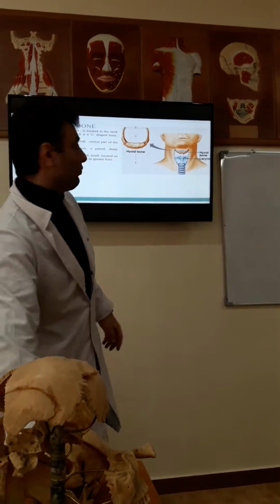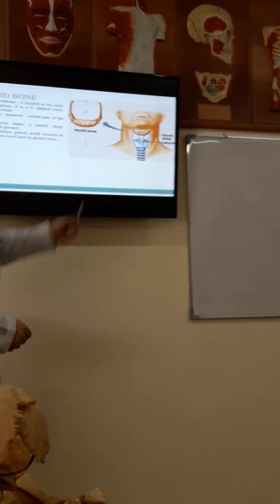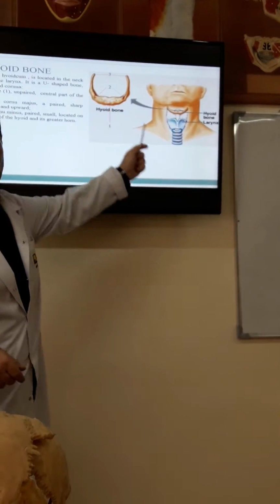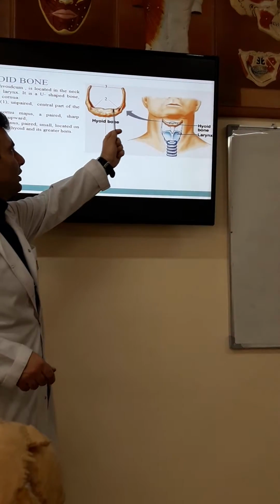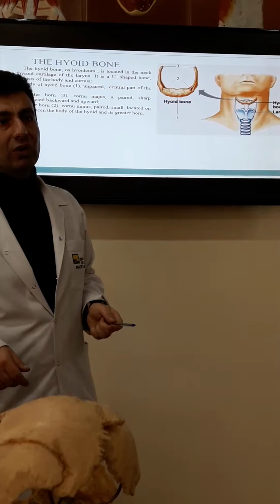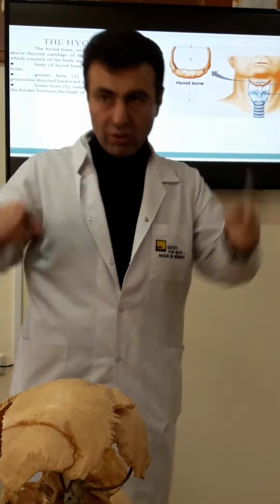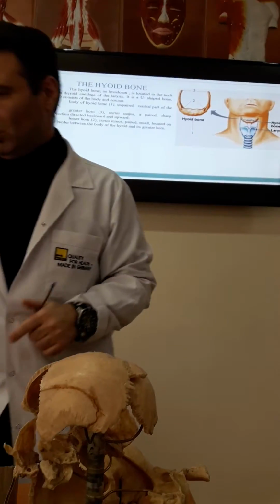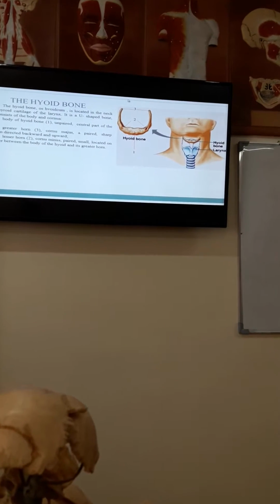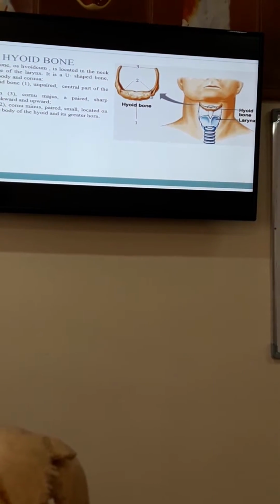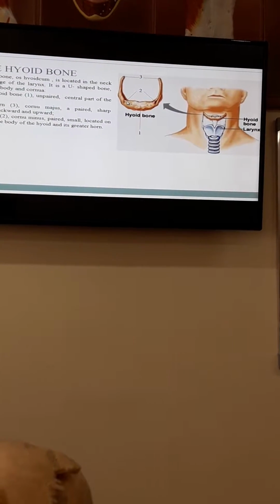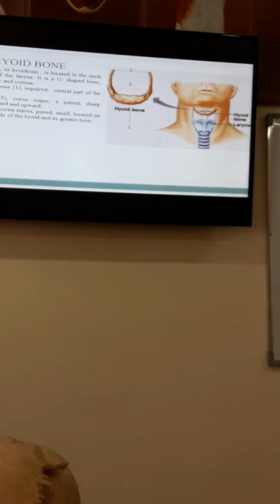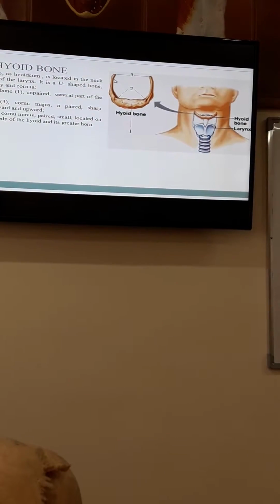The bone has three visible parts. It is the body of the bone and two horns. Posteriorly we have big horns, anteriorly we have small horns, cornu superior and cornu inferior. That's three parts. You will remember please, this is the body, the anterior part. Just up from the body we have the lesser horns, and posteriorly we have the greater horns.